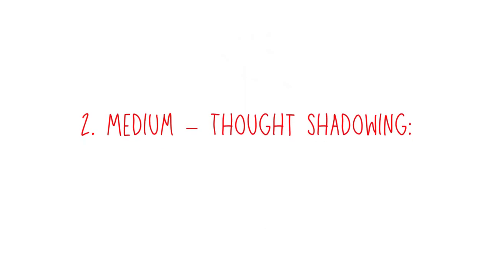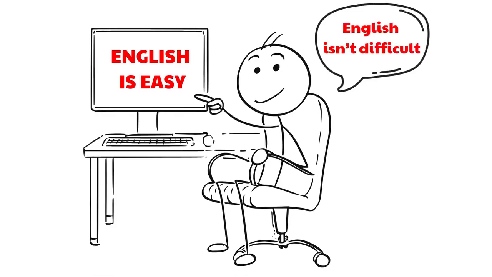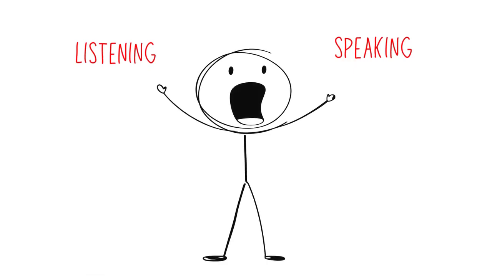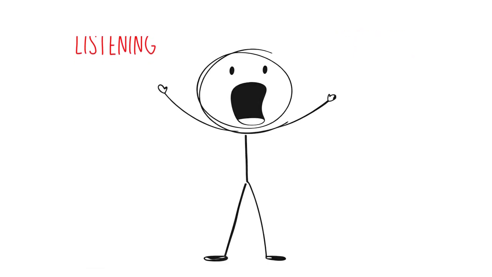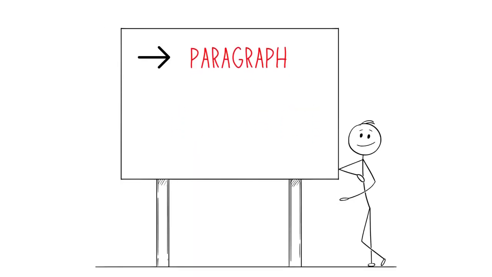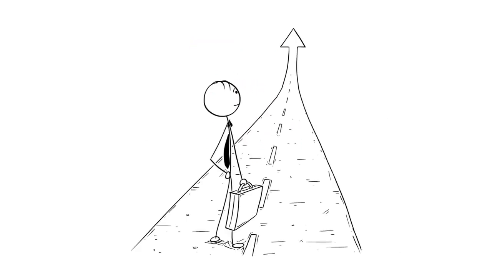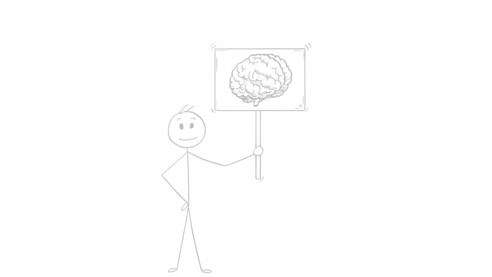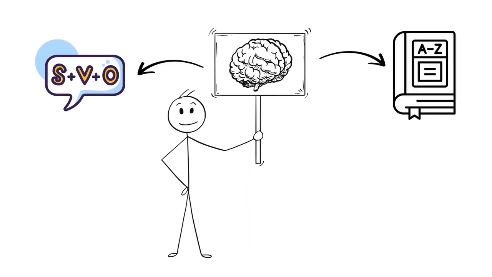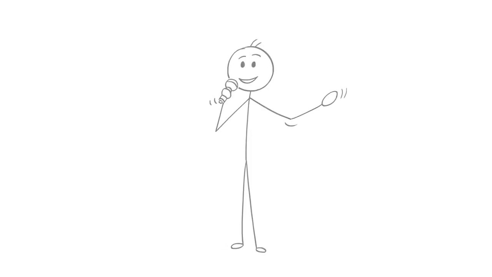2. Medium, thought shadowing. Wait until the speaker finishes a full idea, then pause the video and try to say the same idea in your own words. You'll practice both listening and speaking at the same time. 3. Hard, full shadowing. Listen to a whole paragraph, story, or short speech. Then try to deliver the entire thing your way, using your own grammar, vocabulary, and style. This step trains your fluency and creativity at once.